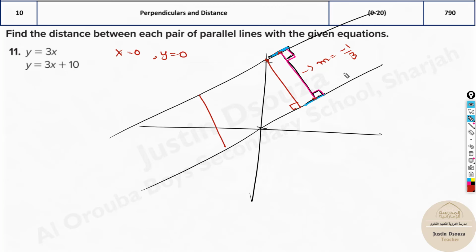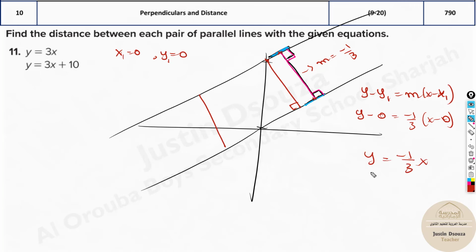So now let's write the equation of this perpendicular line. The formula is y minus y1 equals m into x minus x1. Now substitute the values. What is y1? This is y1, x1. And what is m? Negative 1/3, x minus 0 again. So the answer is y is equal to negative 1/3 x. So this is the equation of the perpendicular line.